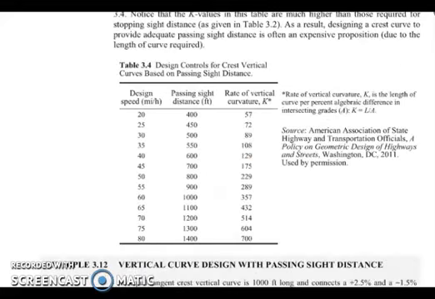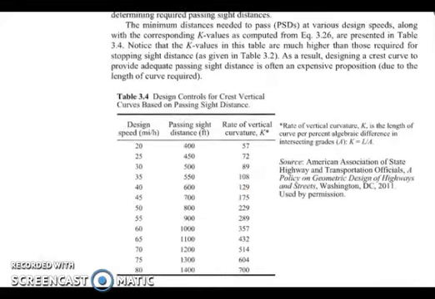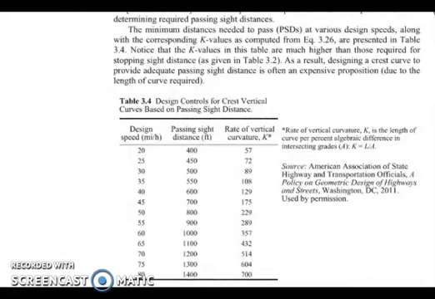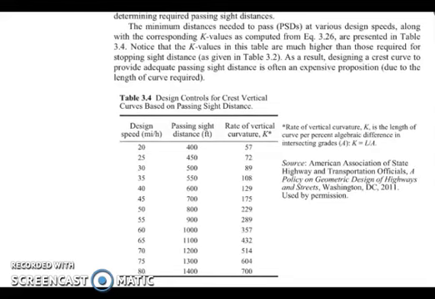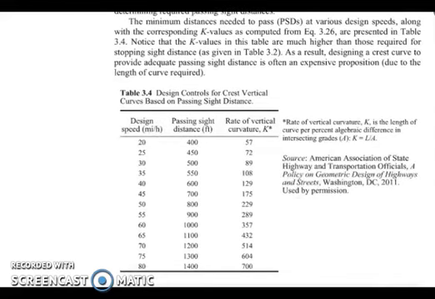So we have here a tabulation of the minimum distances needed to pass at various design speeds, along with the corresponding K value computed from the equation presented. This is Table 3.4, the design controls for crest vertical curves based on passing sight distance, based on AASHTO, the American Association of State Highway and Transportation Officials. We identify our design speed so that we can identify our PSD, the passing sight distance, as well as the rate of vertical curvature, which is our K.